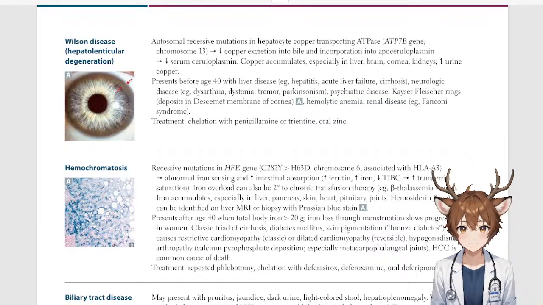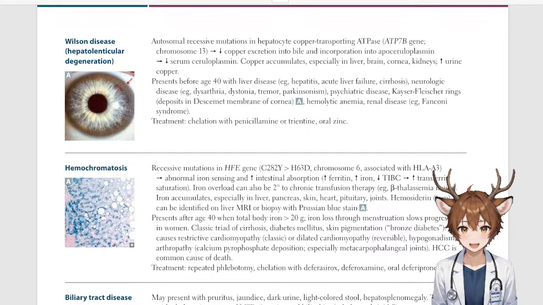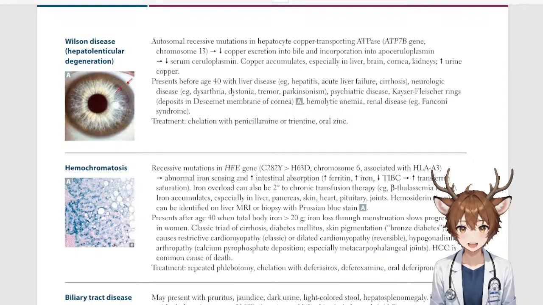How do you treat it? Chelation with penicillamine or trientine, oral zinc, and liver transplant for acute liver failure related to Wilson disease.